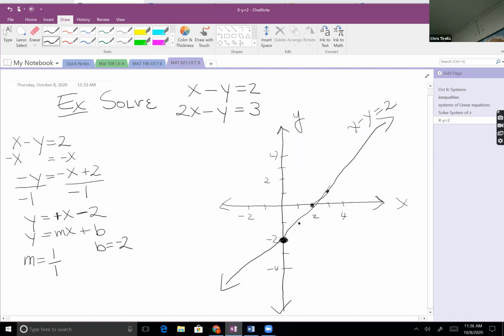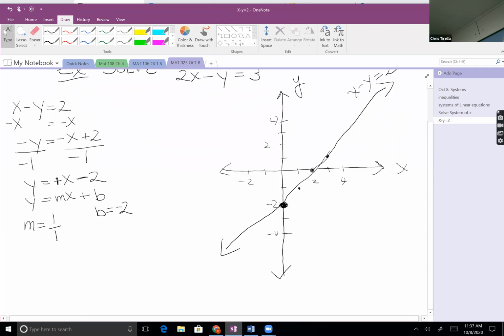How is everybody with that process using the slope and intercept to graph a line? Hearing no complaints, I'm hoping that means it's all right.